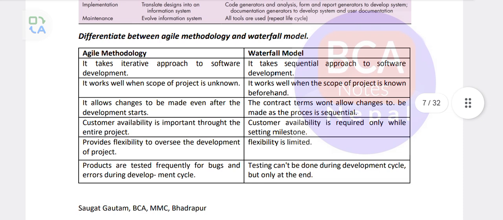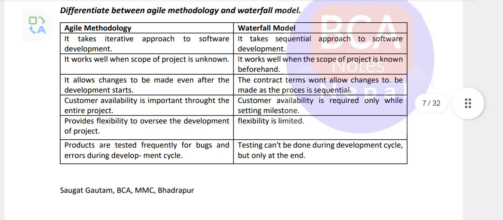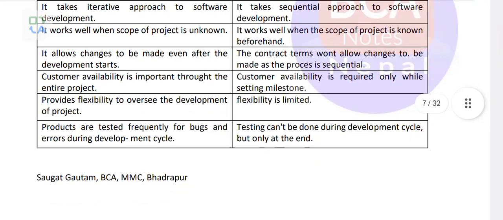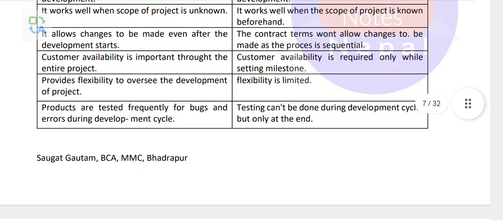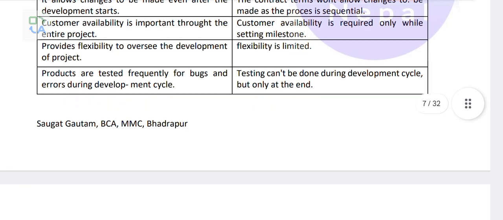Customer availability is important throughout the entire project. Customer availability is required while setting milestones. Agile provides the flexibility to oversee the development of the project. Flexibility is limited. Products are tested frequently for bugs and errors during the development cycle. Testing cannot be done during the development, but only at the end.